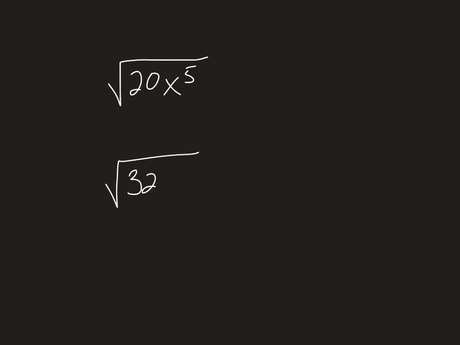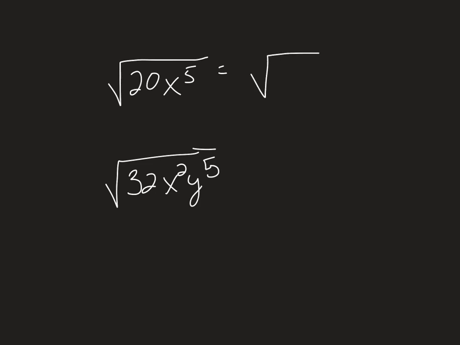Okay, let's go over 2 examples here with both variables and numbers. How about 20x to the 5th? And how about 32x squared y to the 5? There we go. This one, we want to do the numbers.